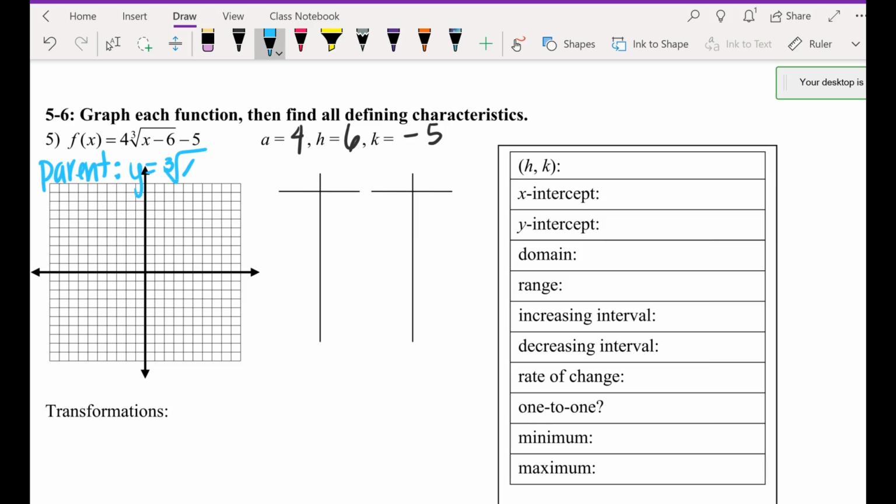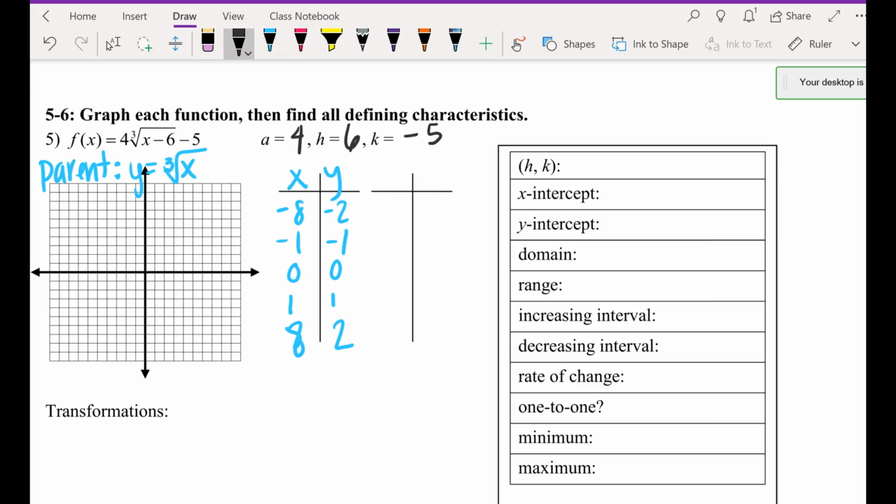Cube root of x. Very good. Now we're going to make a table for our parent function. Give me quickly, Amina, the 5 inputs for the parent. -8, comma what? Just the inputs for right now. -1, 0, 1, 8. Thank you. Then from there, Alicia, can you give me the 5 outputs? -2, -1, 0, 1, 2. Thank you. So now we're going to transform.